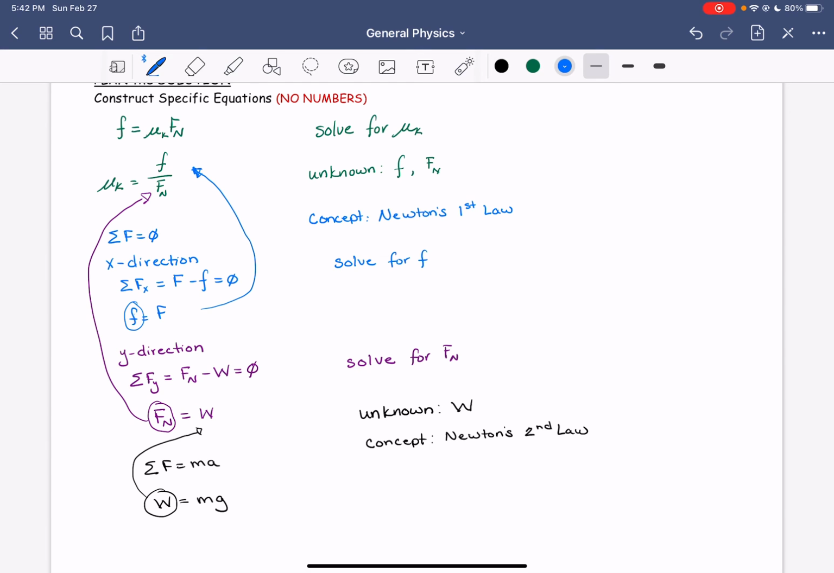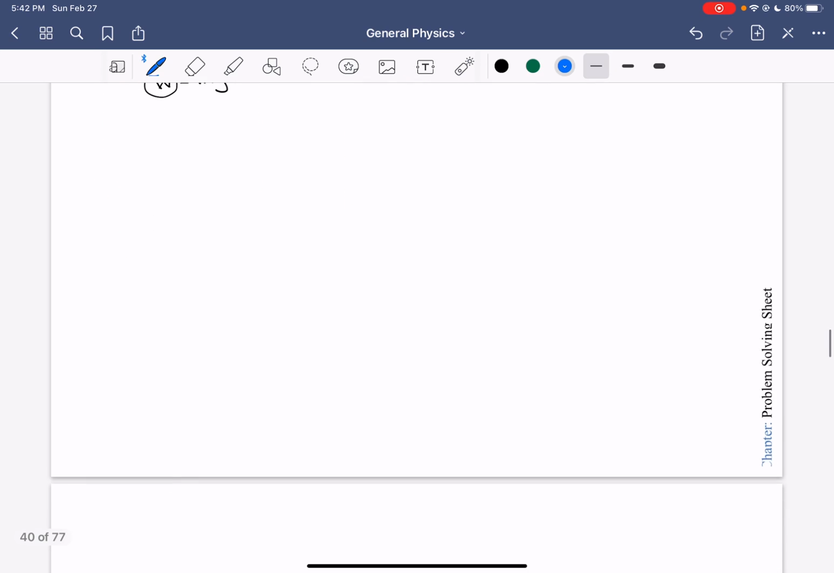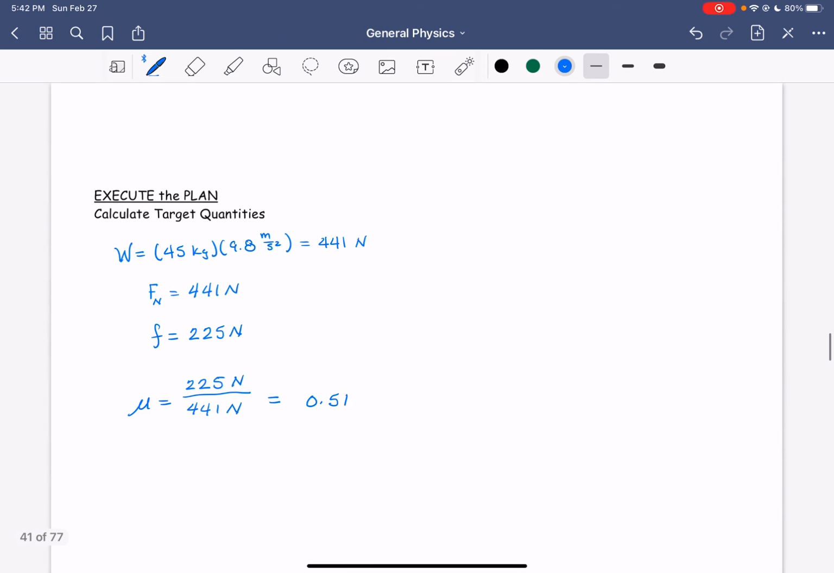Now I can go in and plug numbers in. So to execute the plan, I start with the weight. I plug those values in and I get a weight equal to 441 newtons. The weight was equal to the normal force. The frictional force was equal to the applied force. So now I know that mu, the coefficient of friction, is going to be equal to 0.51.